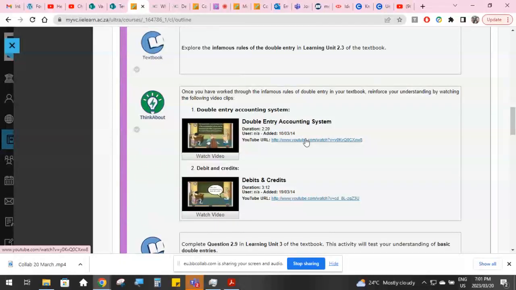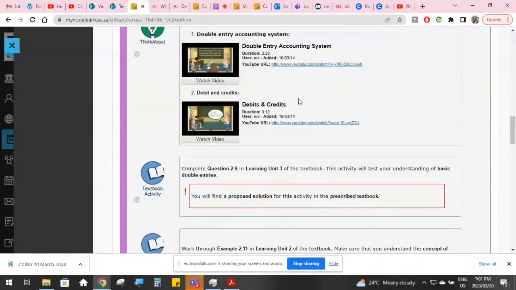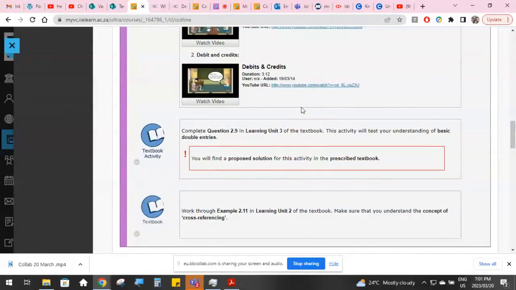So you can see by following these steps on Learn, it's really going to enhance your understanding rather than just paging through a textbook and maybe getting bored along the way or getting a bit lost. So after you've watched those videos, then go and complete question 2.9 in Learning Unit 3, and this activity will then test your understanding of basic double entries.